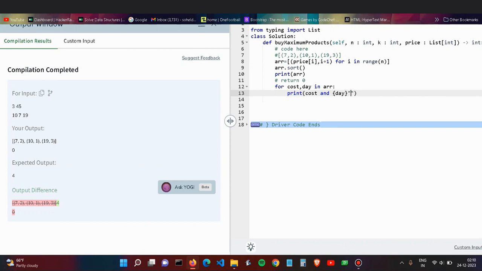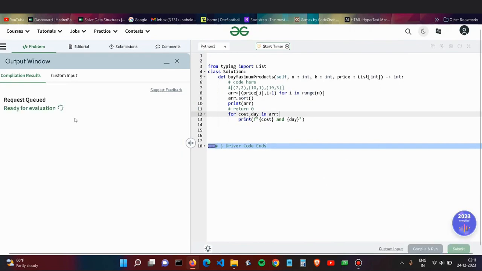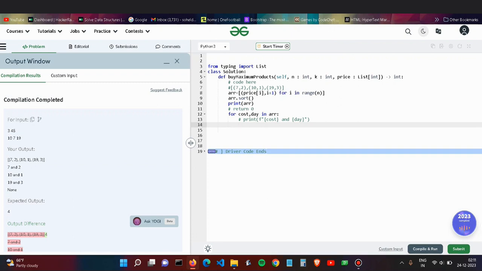Okay, now let's compile it once. So you will be getting it the way I told you. Now see, we will be checking for the maximum, okay.